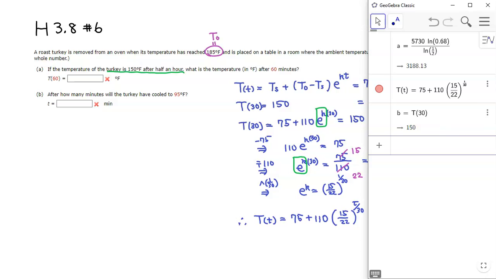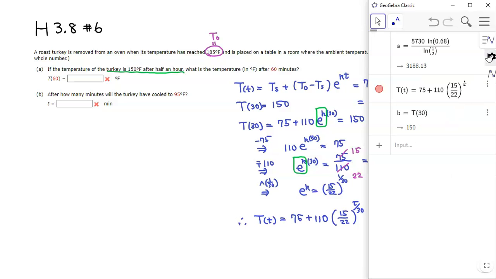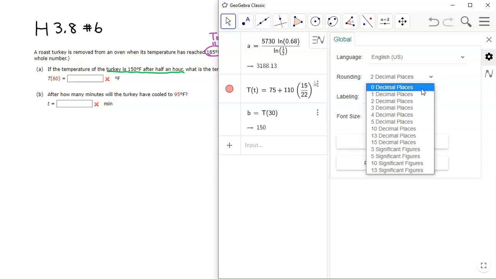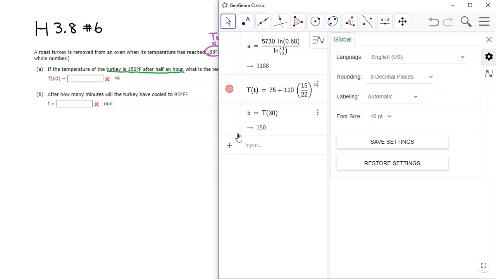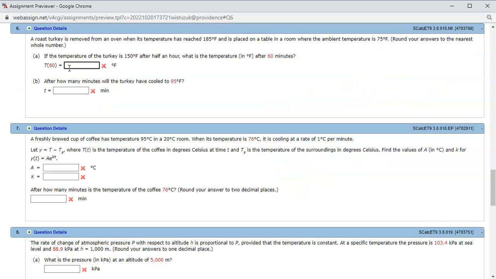So is it? Let's see, maybe if you go to settings. I can't really see the settings here. All right, so here it's 2 decimal places, so it's going to be actually a whole number, right? So it's going to be 150. So it looks like this is exactly 150. So I'm going to put this one as 150 degrees Fahrenheit. All right, let's check the answer.